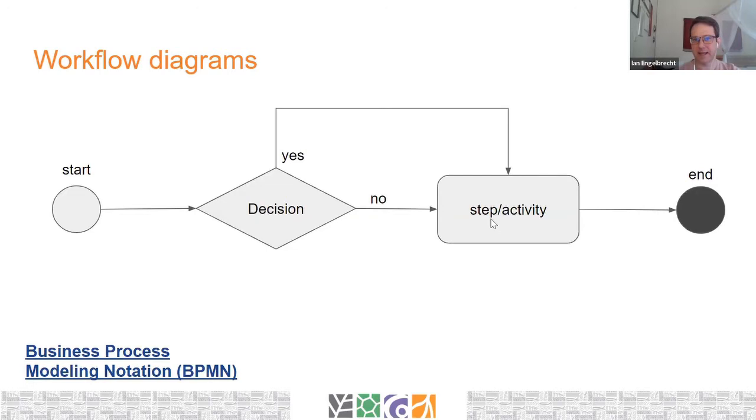We then have the steps or activities of the workflow, which are the rounded boxes, and then the arrows. It's very important to use arrows to connect everything up. The arrows indicate the flow or the direction of the work in the workflow, and it allows you to track where you're going. And this is called business process modeling notation. It's a standardized way of drawing workflows, with all of these shapes.